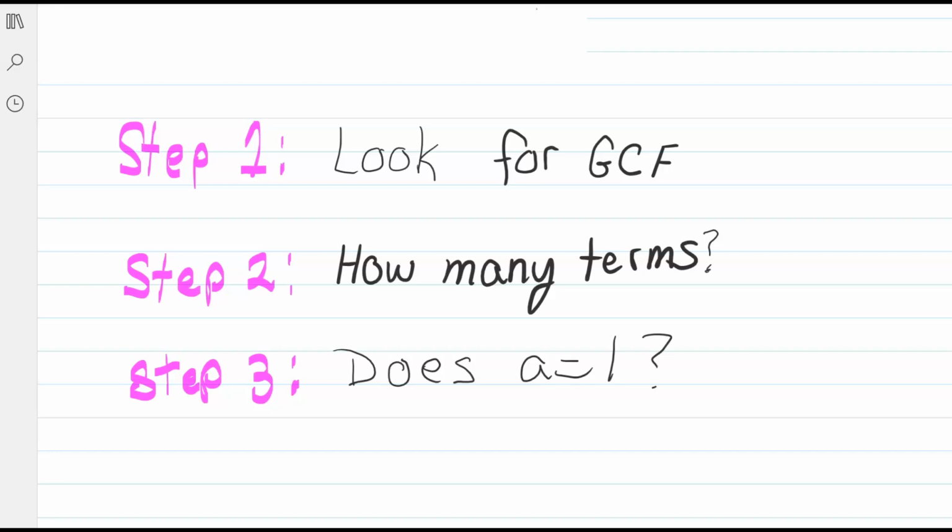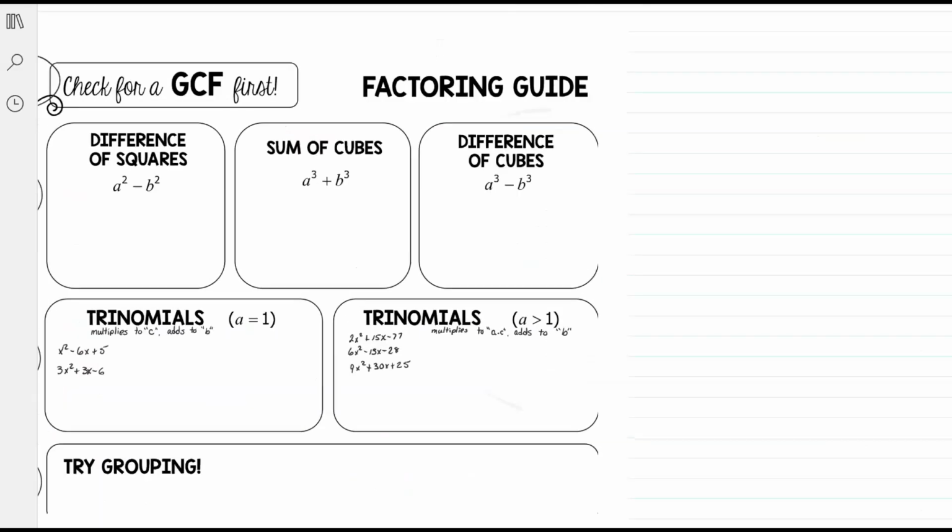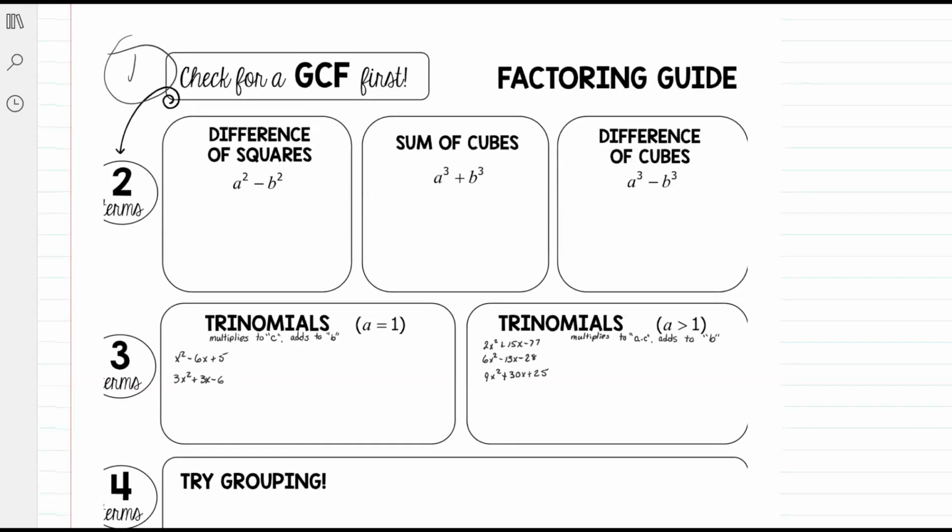Okay, I would suggest you write these down. I would suggest you pause it right now. Go ahead and write these down. These steps will be the same steps you take every single time. You're going to need to know, what are we going to use? Here is your factoring guide.